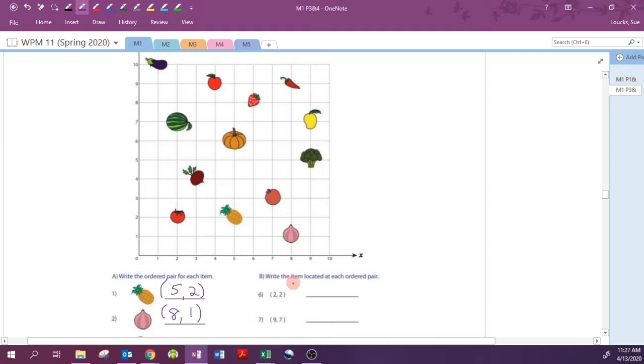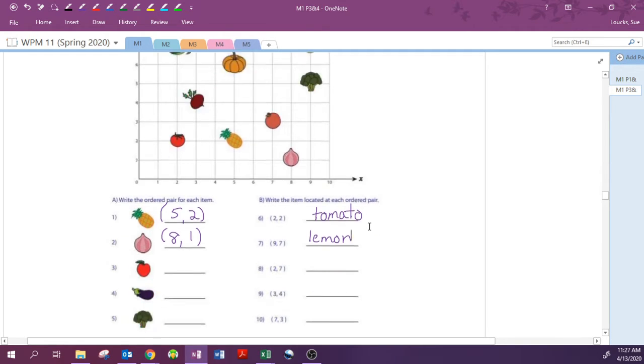And I'm going to do these two next. What is at (2, 2)? So we go to the right 2 and up 2, and that's a tomato. And at (9, 7), 9 and up 7, is a lemon. And I'm going to suggest that you pause the video there, do the next couple, and then just come back and check them, okay?